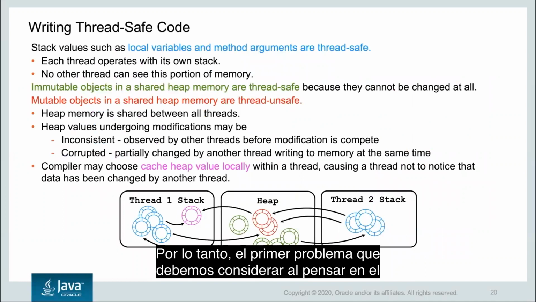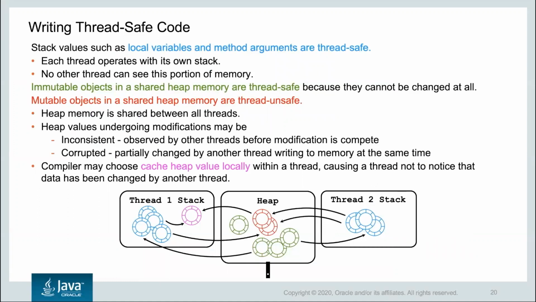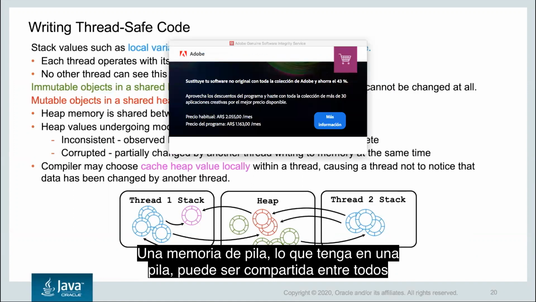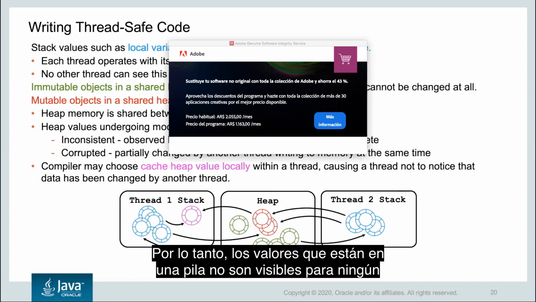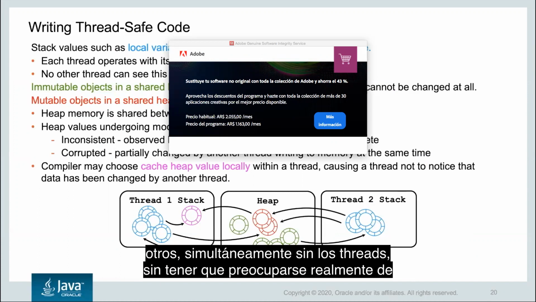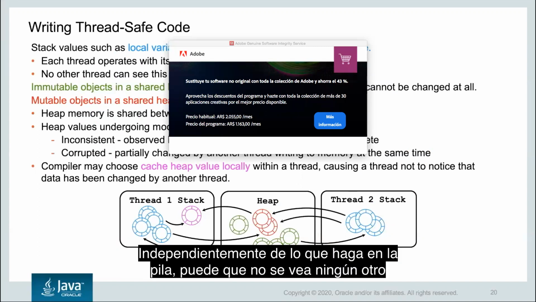So, first issue which we need to consider when thinking about controlling the order of executions is actually memory safety. Okay, so here's the thing. A heap memory, whatever you have in a heap, is potentially shared between all threads. However, each thread has its own stack, so values that are in a stack are not visible to any other threads. Whatever you do in a stack, you can do it in parallel with others, concurrently with other threads, without having to really be concerned about memory safety or data corruption or the order of execution.